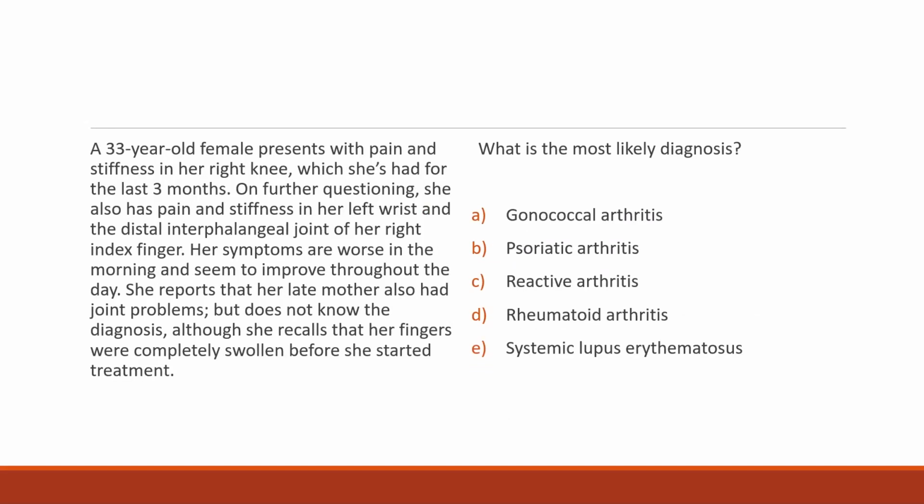Next, a 33-year-old female presents with pain and stiffness in the right knee, unilateral. She has had it for the past 3 months. She had pain and stiffness in her left wrist as well, and in the distal interphalangeal joint, DIP, of the index finger. Symptoms are worse in the morning and seem to improve throughout the day. Her late mother also had similar problems, but she doesn't know what the diagnosis was. Okay, most likely diagnosis.